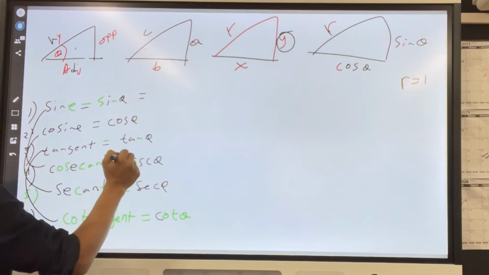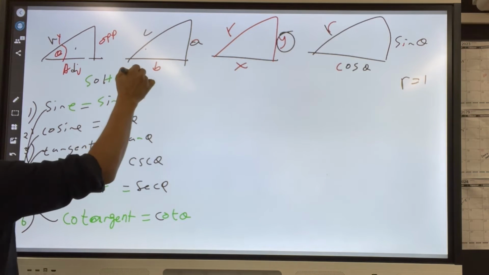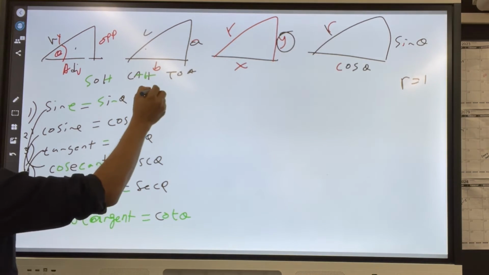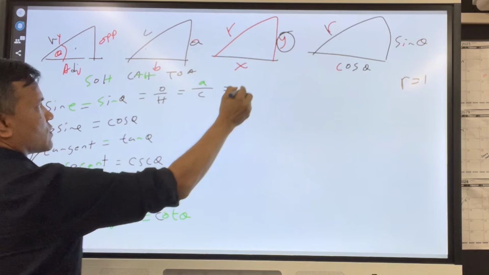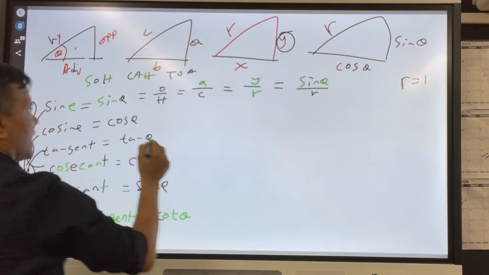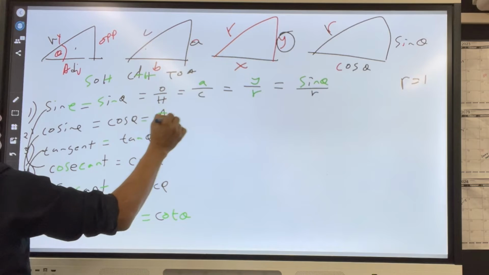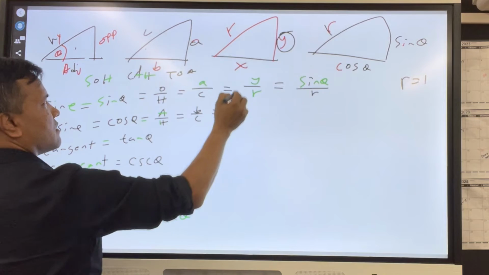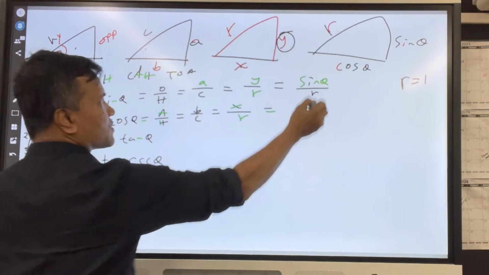There are many ways of writing this. You can also use the numeric form, SOH CAH TOA. If you use this, you can call this one opposite over hypotenuse, or a over c, or y over r, or sine over r. Similarly, you can call this one adjacent over hypotenuse, or b over c, or x over r, or cosine over r.